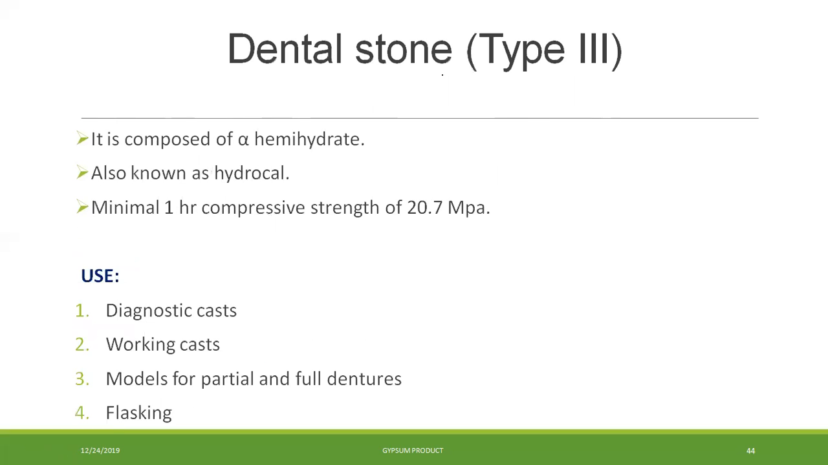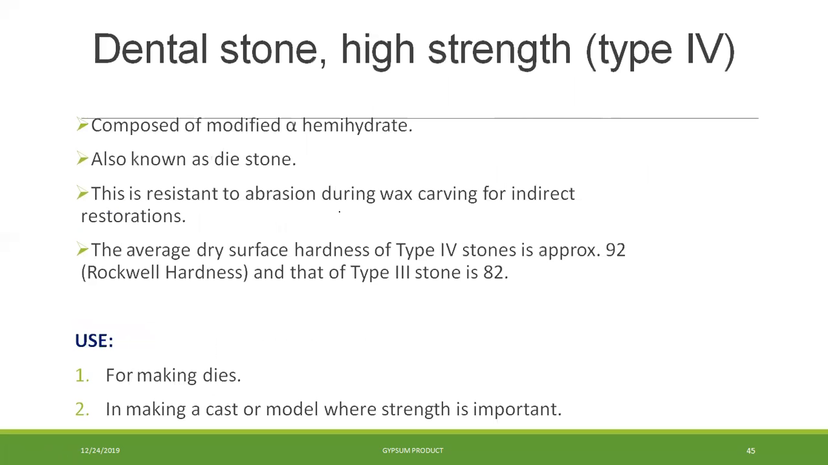Right. Dental stone, which is type 3, composed of alpha hemihydrate, also known as hydrocal. Minimum 1 hour compressive strength is 20.7 megapascal. You have to remember that. Used mainly for diagnostic cast, working cast, model of partial and full denture and flasking.